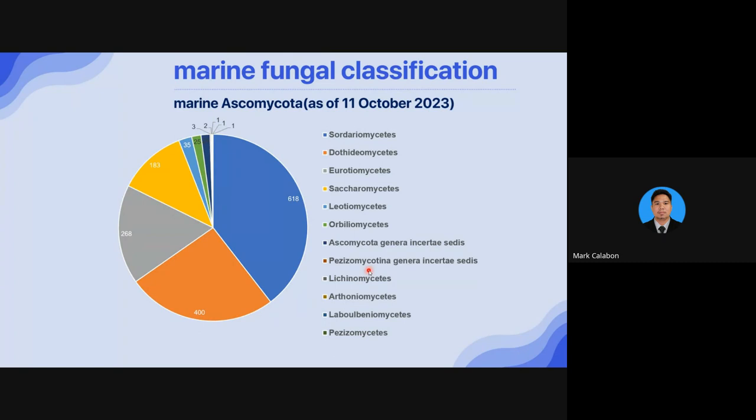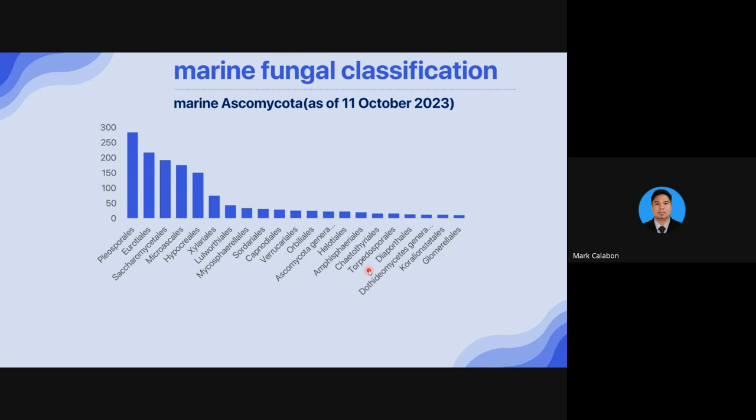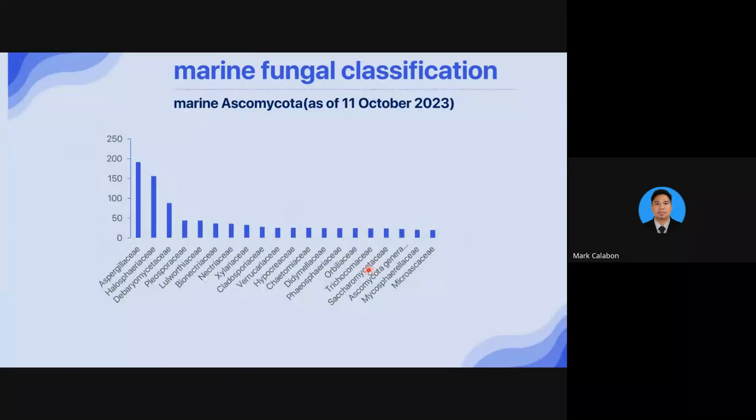So you have Aspergillus, Penicillium, from Aspergillaceae. And when you try to observe the pattern of taxa, Pleosporales and Eurotiales have the highest number also. And when you observe from the familial level, Aspergillaceae, again, these are Aspergillus and Penicillium, have the highest number, followed by Halosphaeriaceae from the order Microascales. So for Halosphaeriaceae, some of them are endemic fungi that will be tackled by Dr. Velez later. So, yeah.